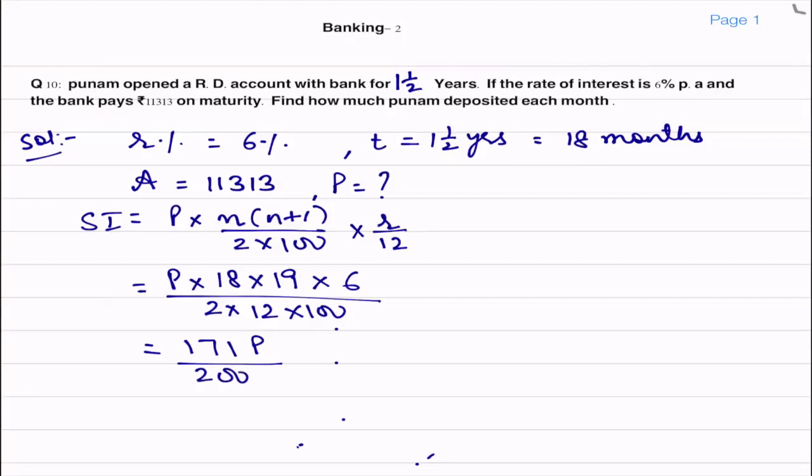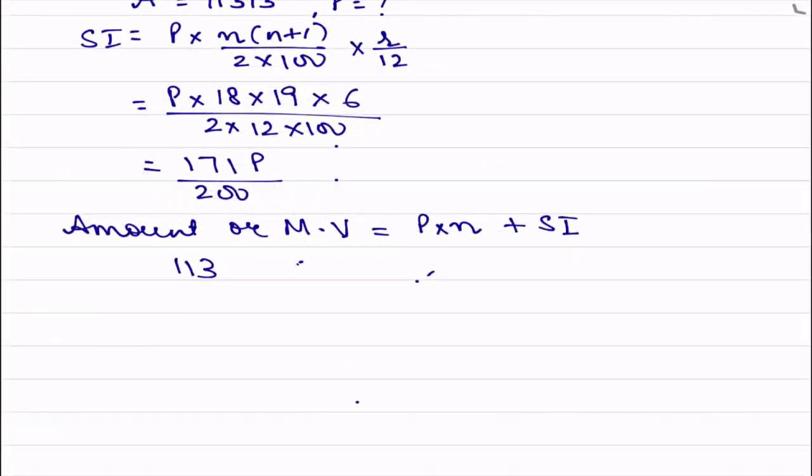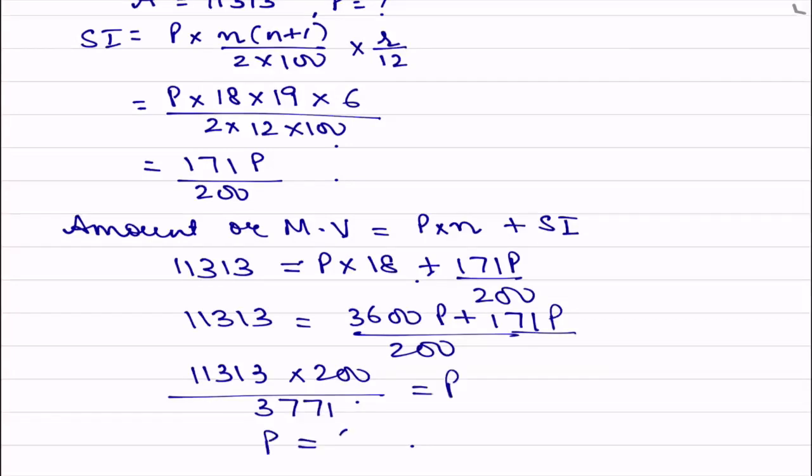So now what is given? Amount is given. So use the formula of amount, or you can say the maturity value, both are same. So maturity value formula is P into n plus simple interest. We will substitute the values. The value of amount is 11,313 equals principal was missing, into number of months was 18, plus simple interest value is 171P upon 200. So we will take out the LCM. After doing all the calculation, we will see principal is rupees 600.